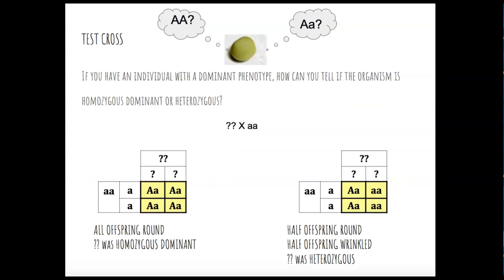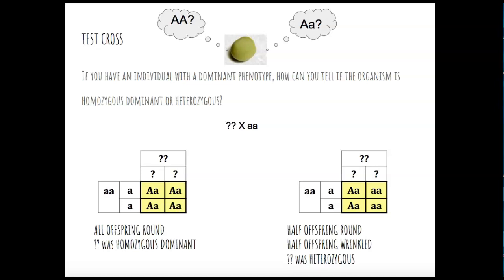So if we have an individual who has the dominant phenotype, so the dominant physical characteristics, how can you tell if that organism is homozygous dominant or heterozygous in their genetics? To figure this out, we can do what's called a test cross. And so in that, you would take the individual in question and breed them with an individual known to be homozygous recessive for that trait, and then look at the offspring and determine whether that individual was heterozygous or homozygous dominant.